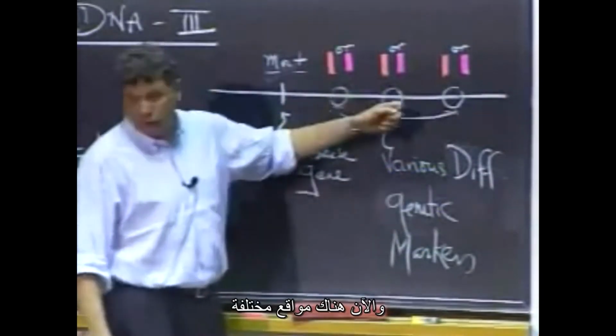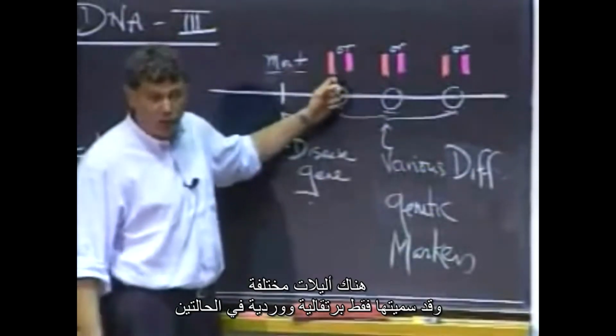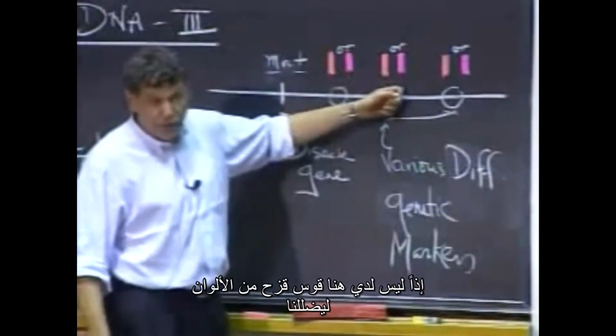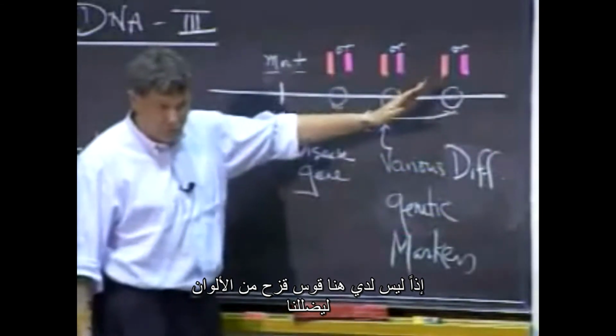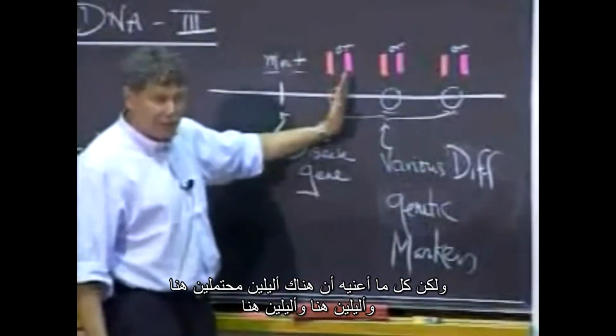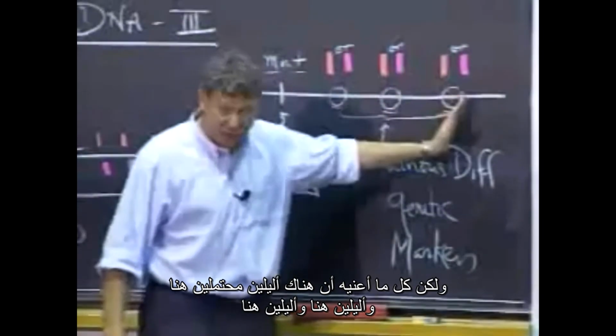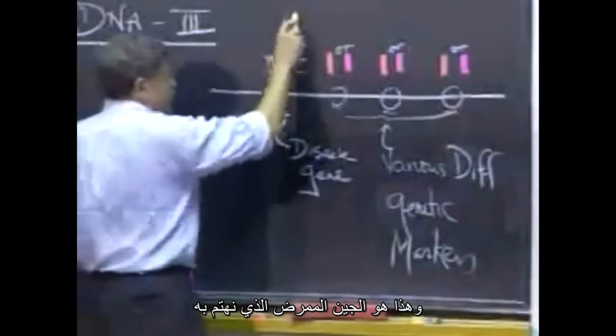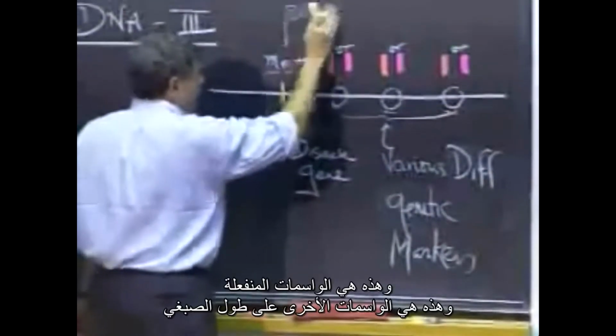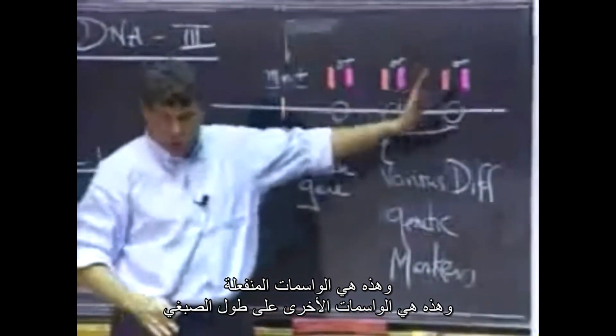Now, these are different loci. These are different alleles. I've just called them orange and pink in both cases, so I don't have a rainbow of colors up here to confuse us. But all I mean is there's two possible alleles here, two alleles here, two alleles here. This is the disease gene we're interested in. And these are passive markers. These are other markers along the chromosome.